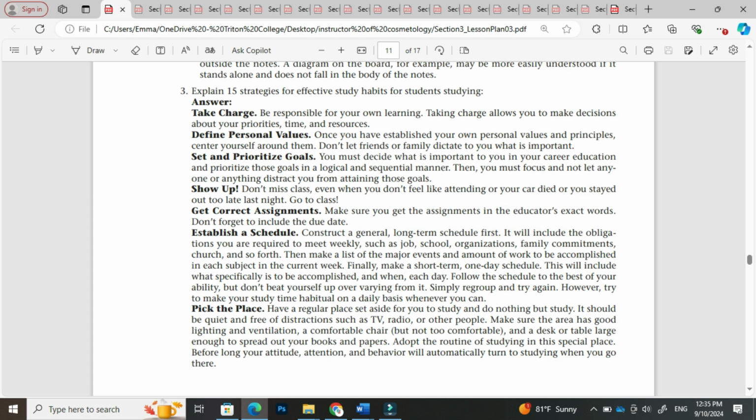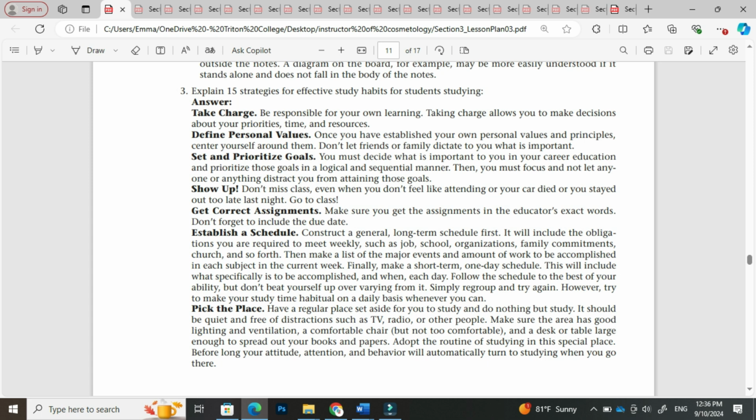Pick the place. Have a regular place set aside for you to study and do nothing but study. It should be quiet and free of distractions such as TV, radio, or other people. Make sure the area has good lighting and ventilation, a comfortable chair but not too comfortable, and a desk or table large enough to spread out your books and papers.